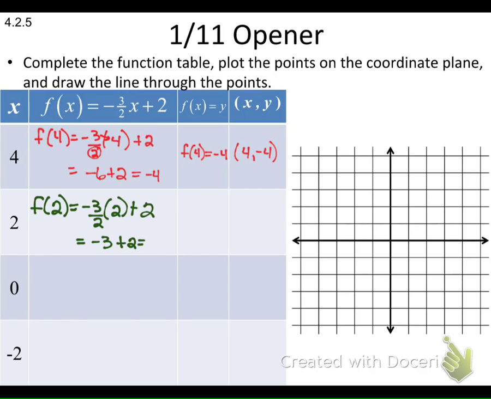Use your calculator, because if you mess up on the ordered pair, your graph will not come out right. Say it again. -1. How do I write it in my output column? No. You're right, but we're going to say it's f of 2 equals -1. Nice job. And then my ordered pair. 2, comma, -1. Nice.